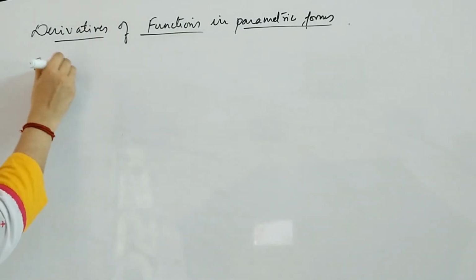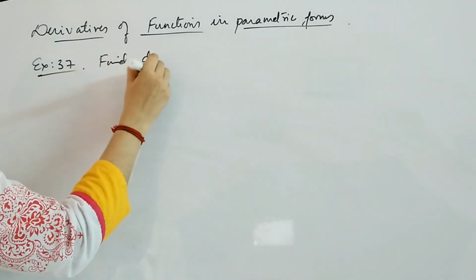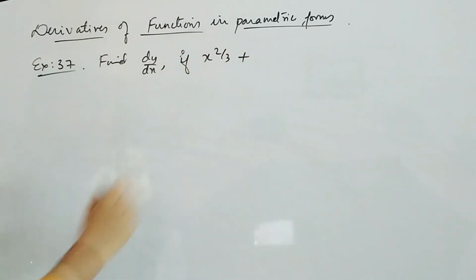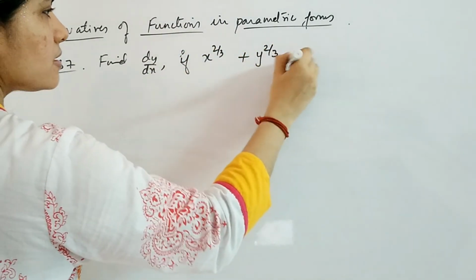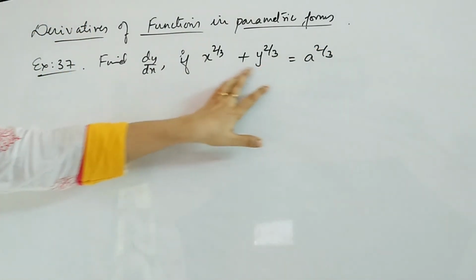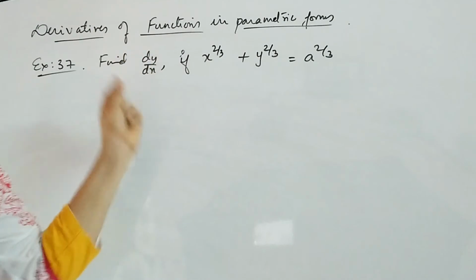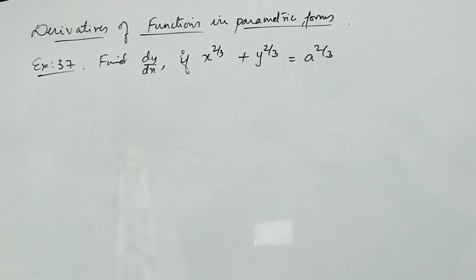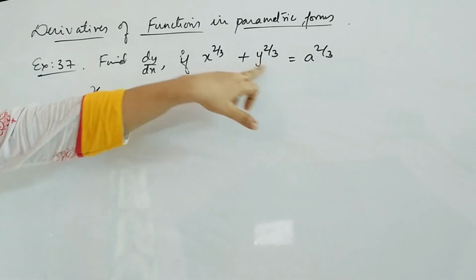Next is example 37. You have to find dy by dx, if x raised to 2 by 3 plus y raised to 2 by 3 is equal to a raised to 2 by 3. Here you cannot find any parameter, right? You cannot have any parameter here. That means we need to choose something so that the values of x and y satisfy this equation. Understood? We have to choose x and y so that those values will satisfy this equation.